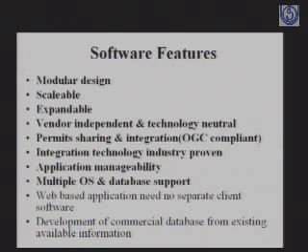Then it should be Open Geospatial Consortium compliant, OGC compliant. That means if any software is OGC compliant, the other vendors will be able to handle it. It should permit sharing and integration at a later date. That should be the condition of our purchase order. It should be industry proven. Then it should be able to handle multiple operating systems and database support. Then web-based applications should not need any separate client software, and development of a commercial database from existing available information base should be possible. That is, I should be able to migrate my existing database or the information data into the new software.